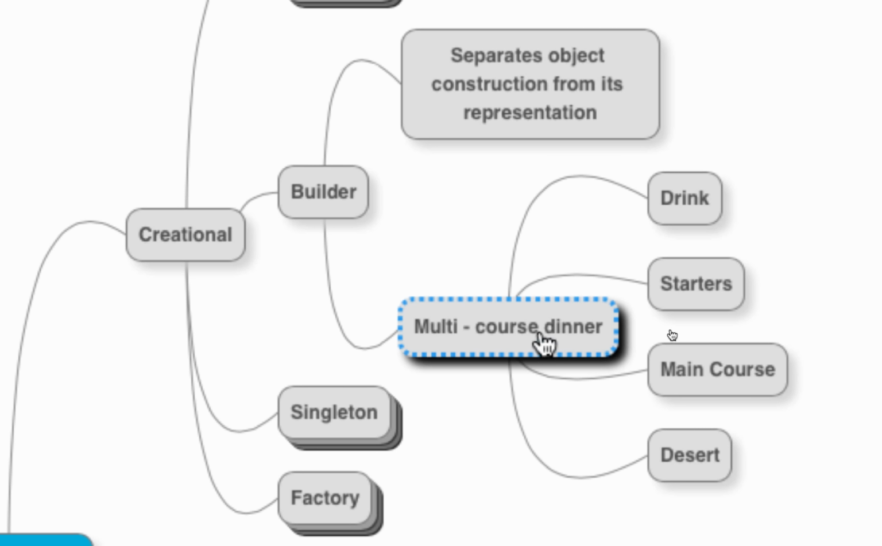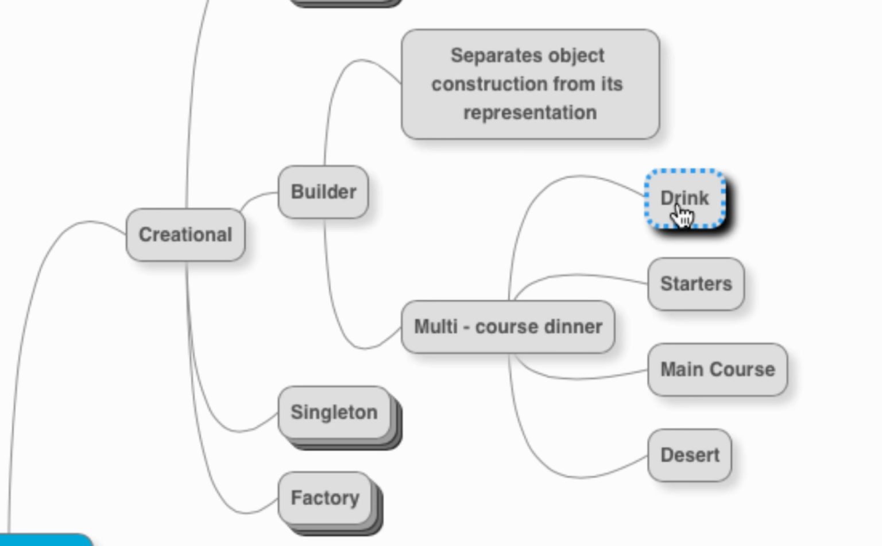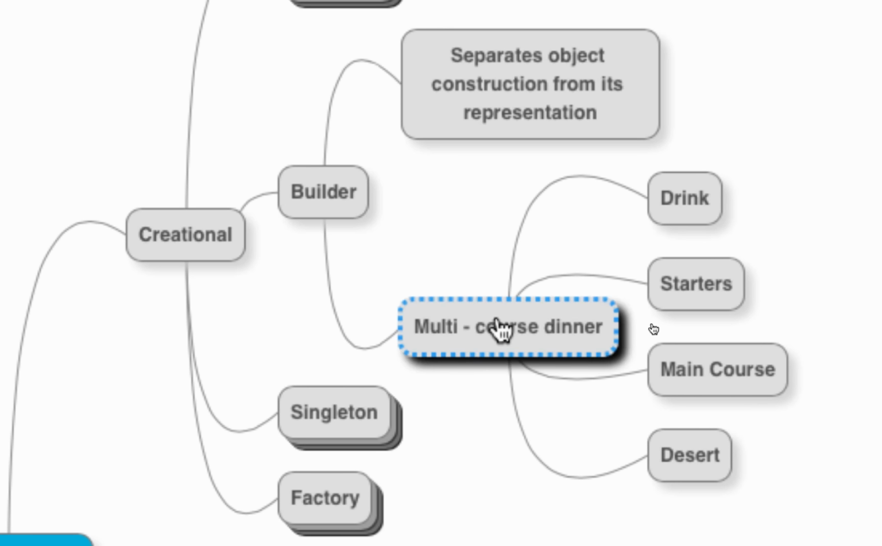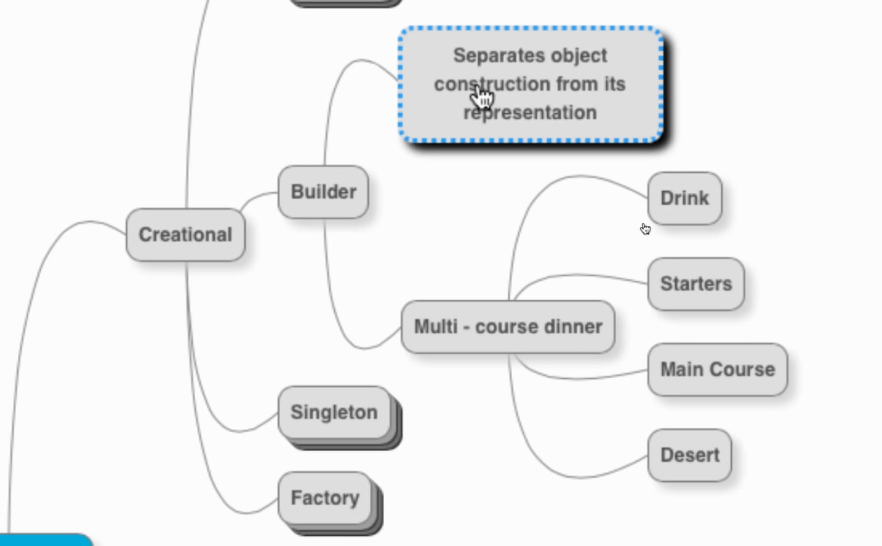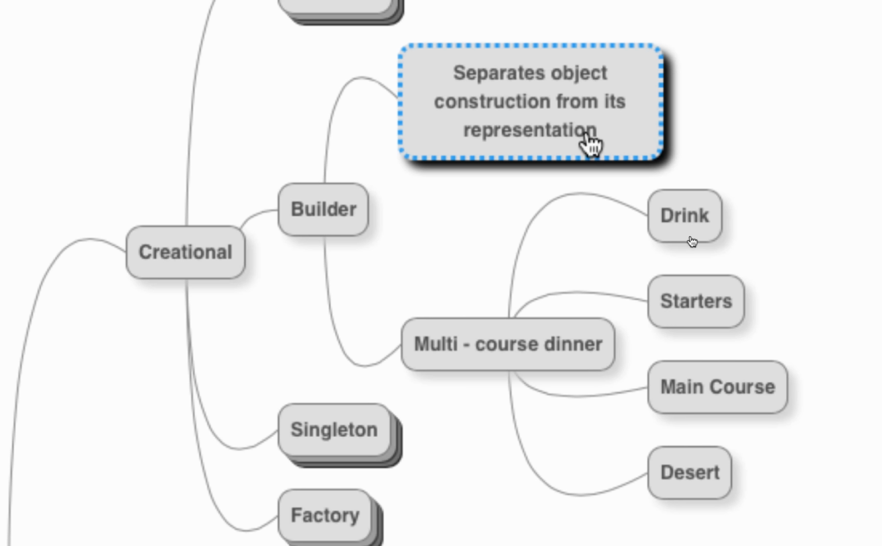So we are separating the creation from the internal representation. Even though the internal representation is complex, we are providing an easy interface to the outside world, and that's where the builder pattern comes in. So the builder pattern comes in when we want to hide a complex internal structure from somebody who's trying to use the interface to create an object. So it separates object construction from its representation. So that's basically what the builder pattern is all about.